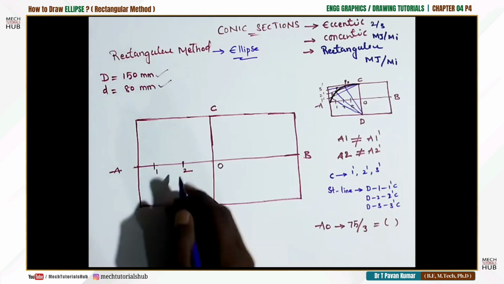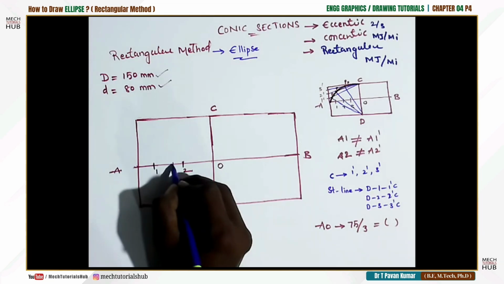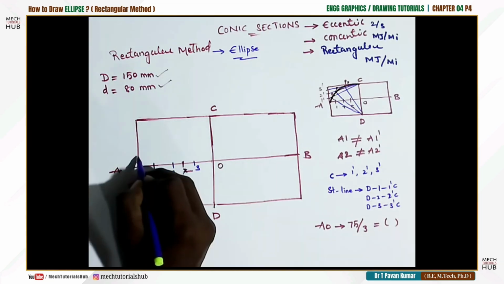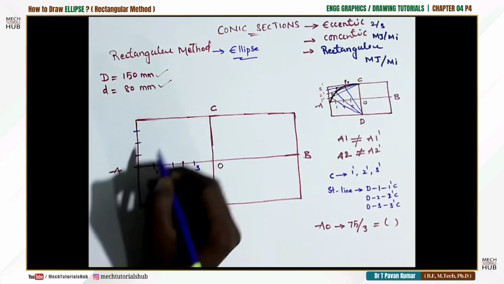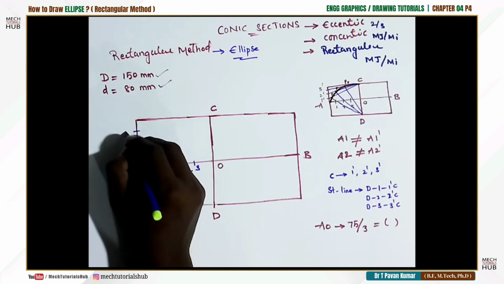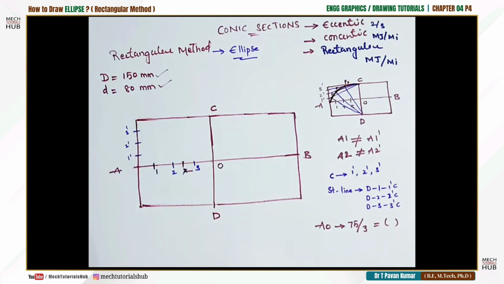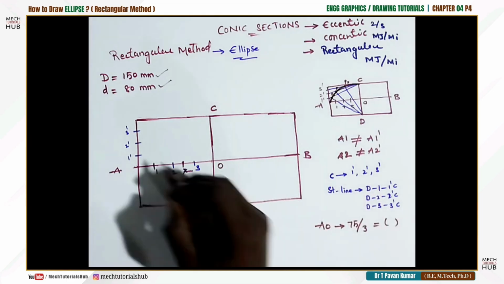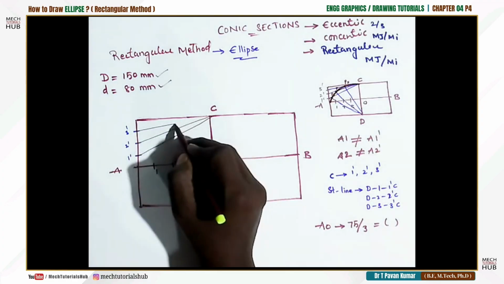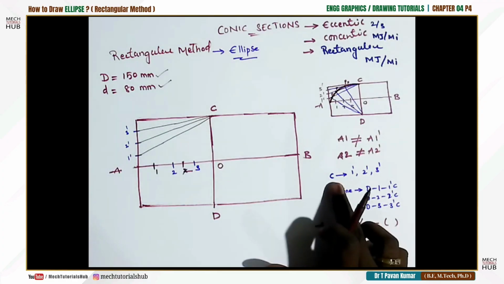I'll consider this point as 1, this point as 2. Let us cross-check; this is 3. Similarly on the other side, 1, 2, 3 become 1 prime, 2 prime and 3 prime. Now join 1 prime, 2 prime, 3 prime with C, as we have seen here. This with C, this also with C, and the third also with C, as we have discussed earlier.